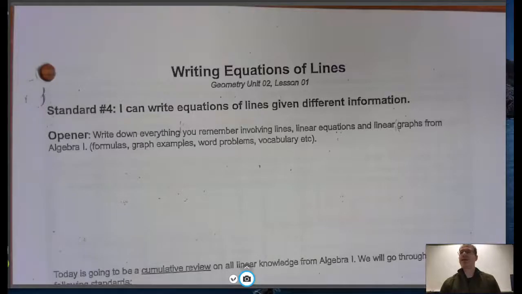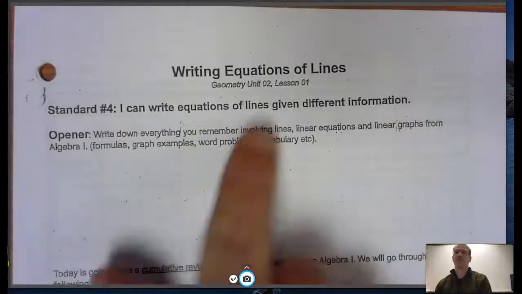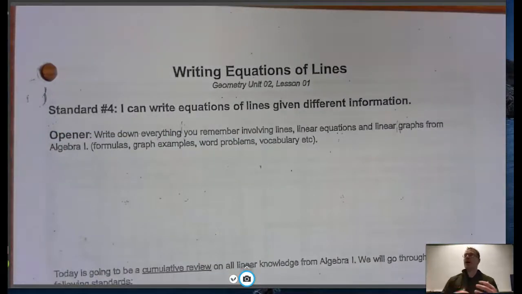All right, and so we are moving on to our next unit here in geometry, and this is our first lesson in Unit 2, and this is going to be writing equations of lines. So you can see that standard form says that I can write equations of lines given different information. So this is going to apply in lots of different ways.